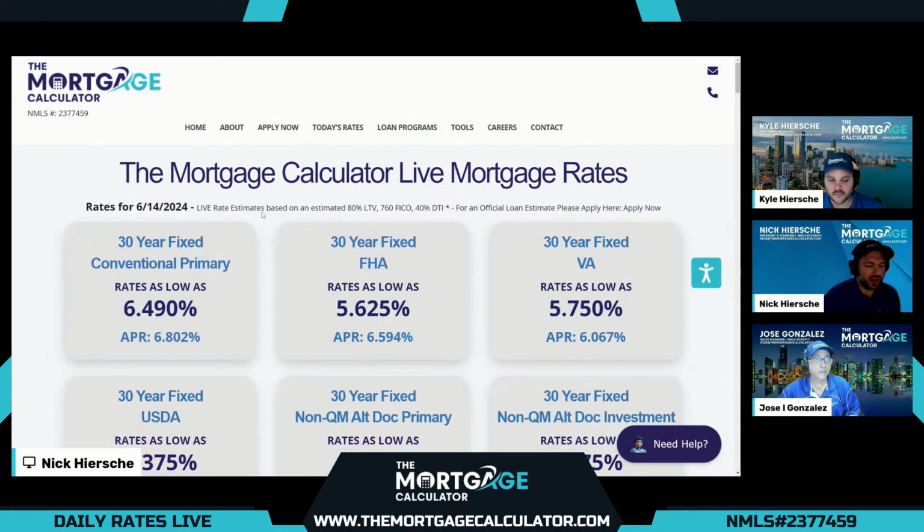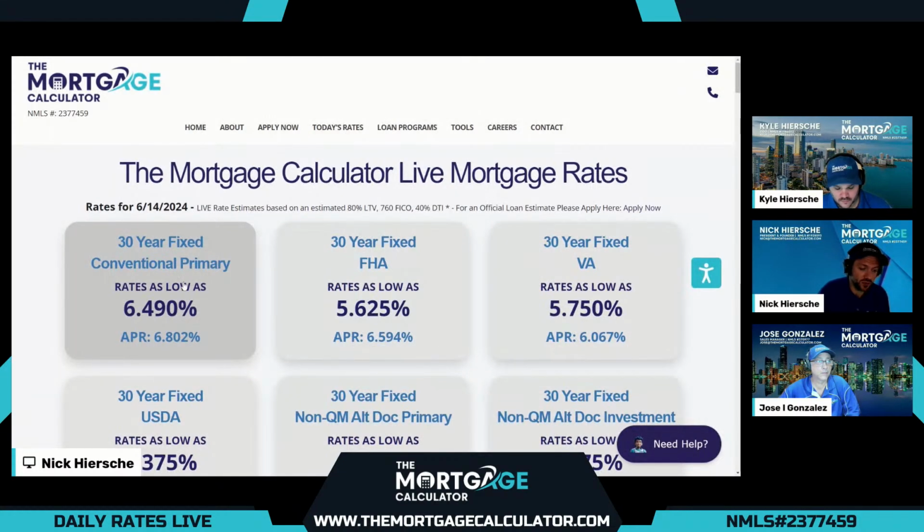So for today, the first option we always look at, the typical loan that most people consider, is the 30-year fixed conventional primary, typically the first option for most borrowers looking for a new primary home. Rates today come in at 6.49. Final APR 6.802, just a touch lower than yesterday, which is always welcome.